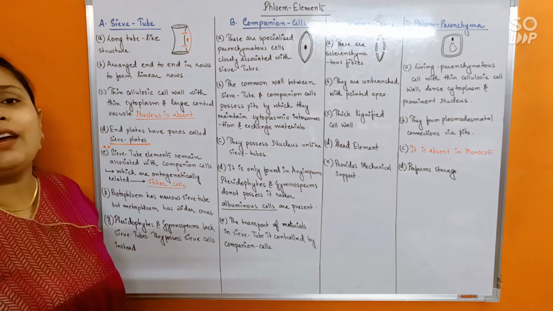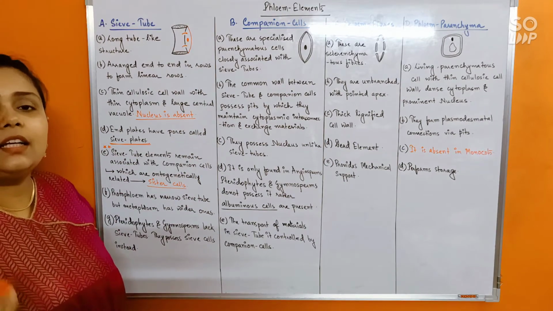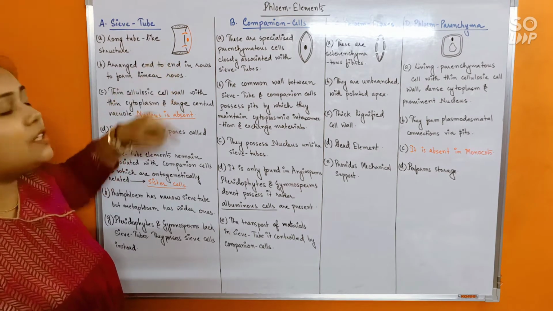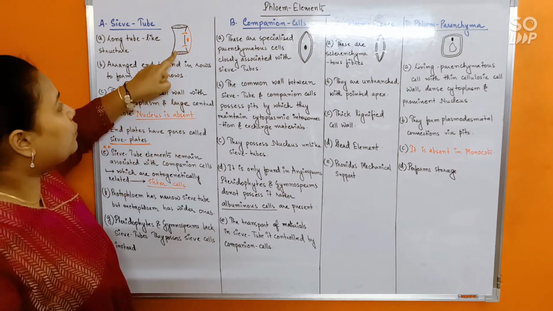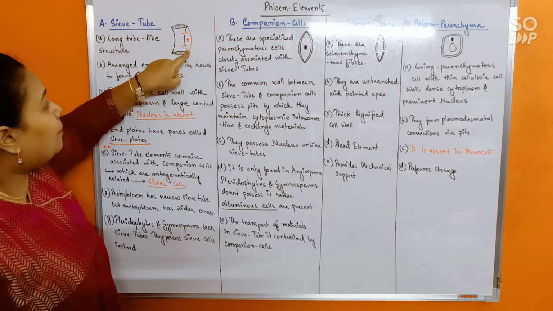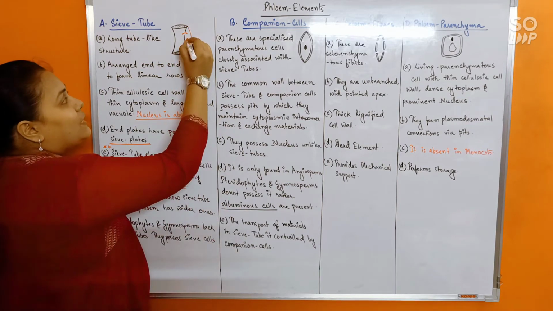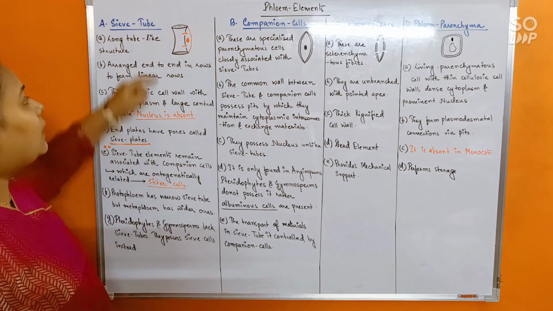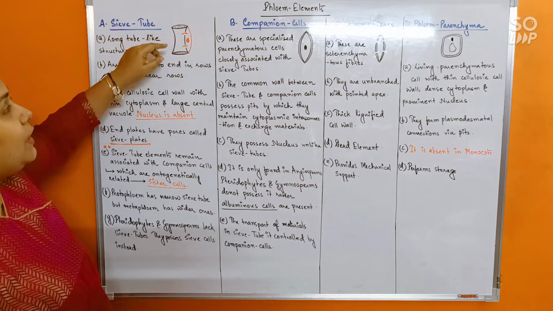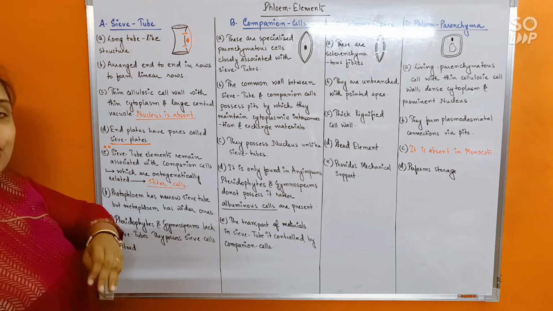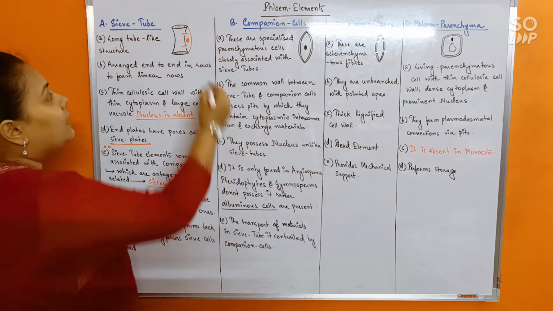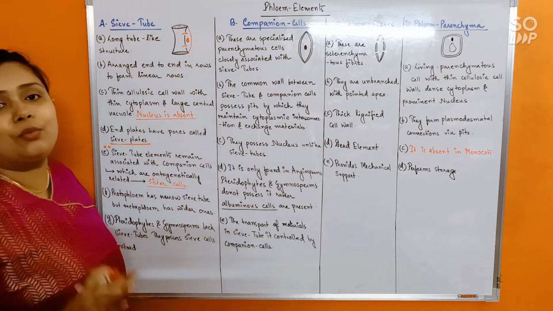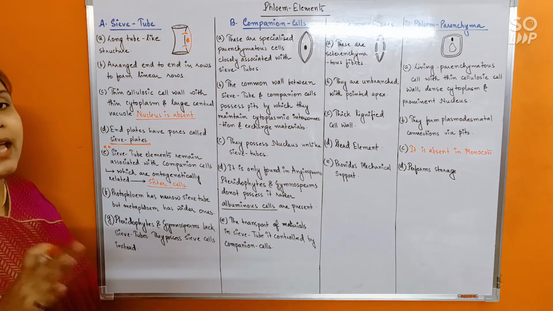Why? Because the sieve tube does not have a nucleus either. The nucleus being the controlling agent of the cell, the nucleus should have directed the movement inside the sieve tube, which is absent here. So that's why the sieve tube will always remain associated with the companion cell, and the companion cell's nucleus will be controlling the activity inside the sieve tube, whether the movement of food should happen from leaf to the roots or from root towards leaf. This decision is taken by the companion cell nucleus. That's why the sieve tube always has to remain with the companion cell. Without the companion cell, it cannot function.